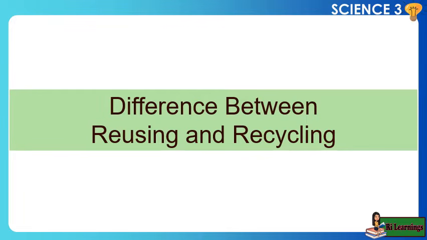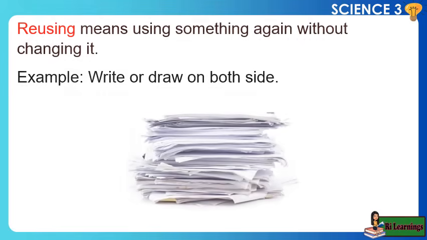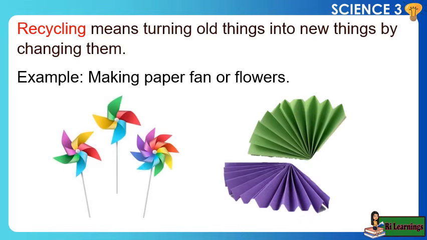Difference between reusing and recycling. Reusing means using something again without changing it. Example, write or draw on both sides. Recycling means turning old things into new things by changing them. Example, making paper fan or flowers.